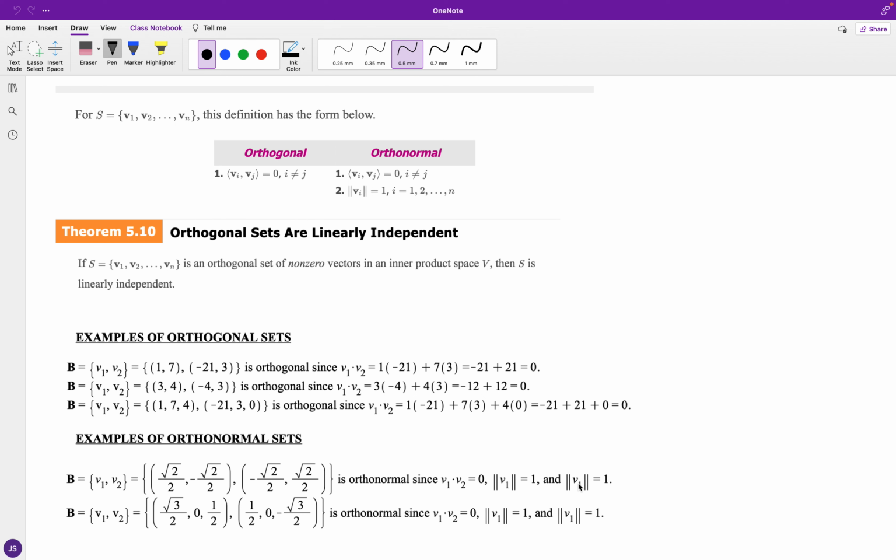Okay, so if I just apply the appropriate subscript here, for v sub 1 and v sub 2, where we have v sub 1 as (square root of 3 over 2, 0, 1 half), and v sub 2 as (1 half, 0, negative square root of 3 over 2), that is orthonormal since the dot product is equal to 0, and the norms of both v sub 1 and v sub 2 are equal to 1.